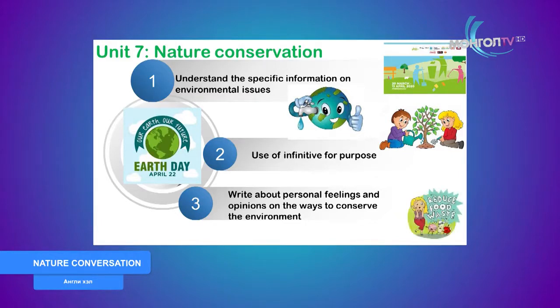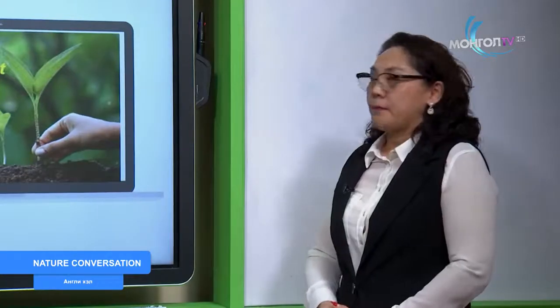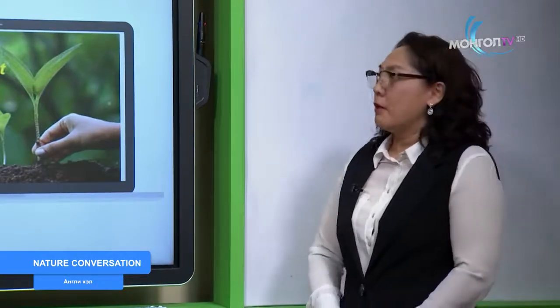The next picture, do you see it here? You got it? It's reducing food waste. Let's see the last picture. What is it? Do you recycle your rubbish? Yes, you do? Okay, it's recycling. Now, what are we going to talk about?